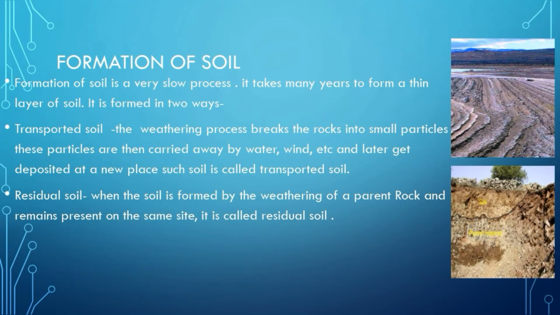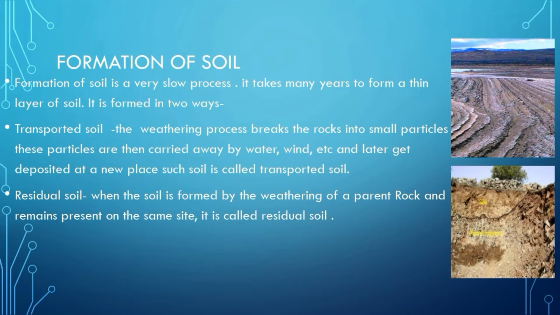Now formation of soil means how soil is formed. Formation of soil is a very slow process. It takes many years to form a thin layer of soil. It is formed in two ways, and the two ways are transported soil and residual soil. So first of all, we will learn about transported soil.